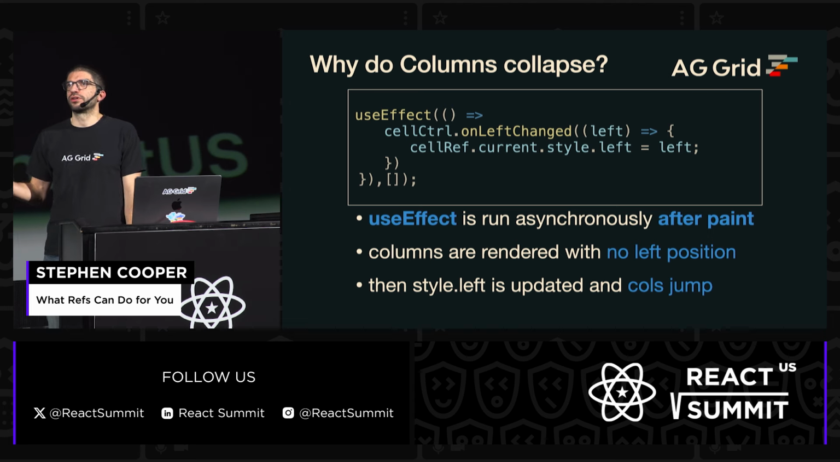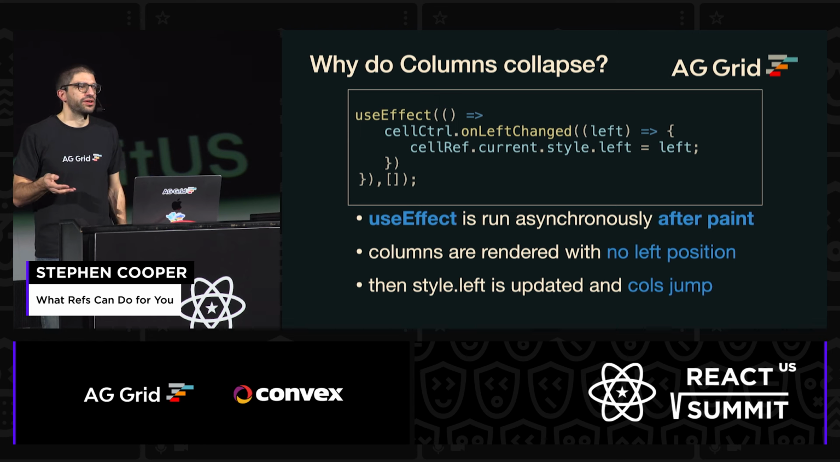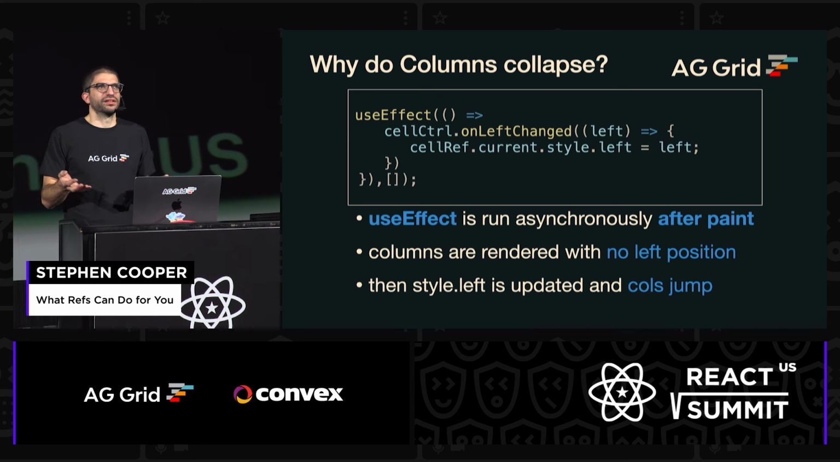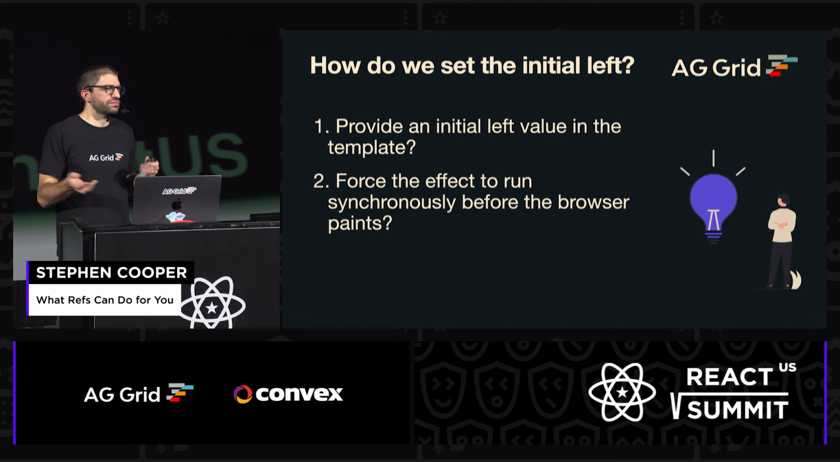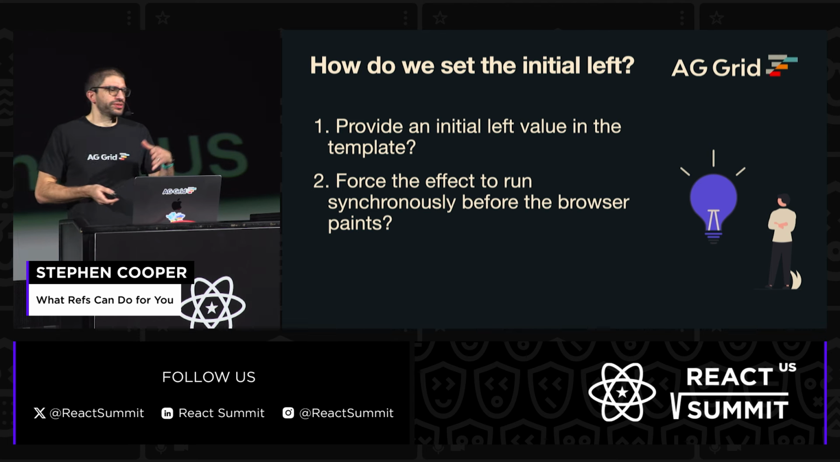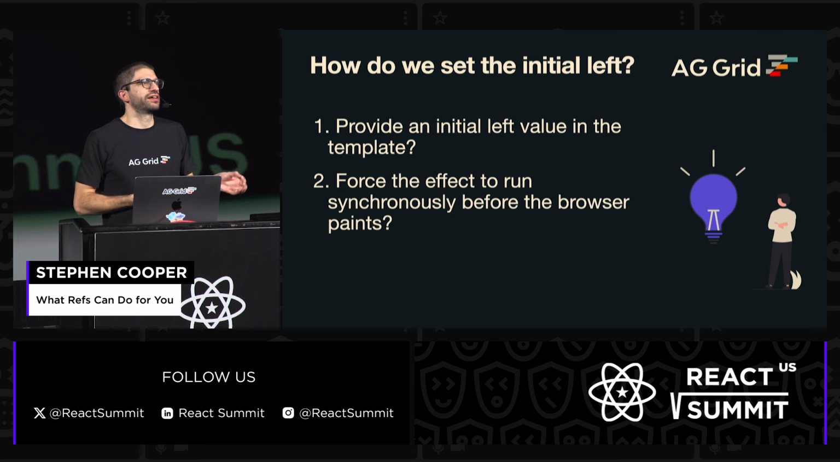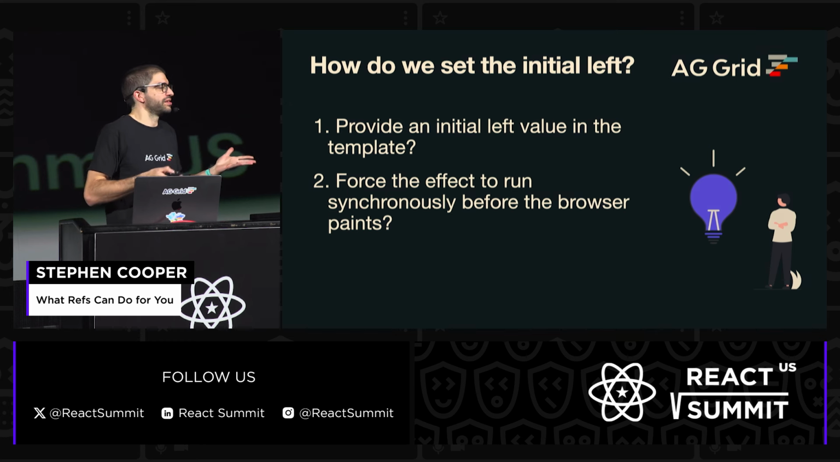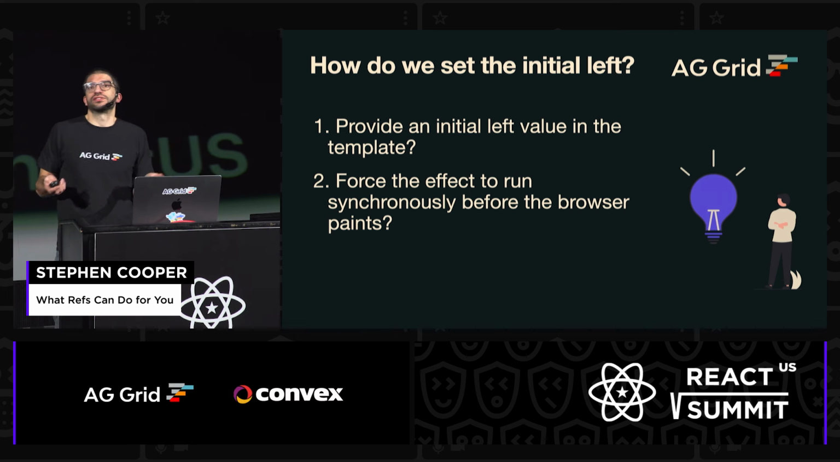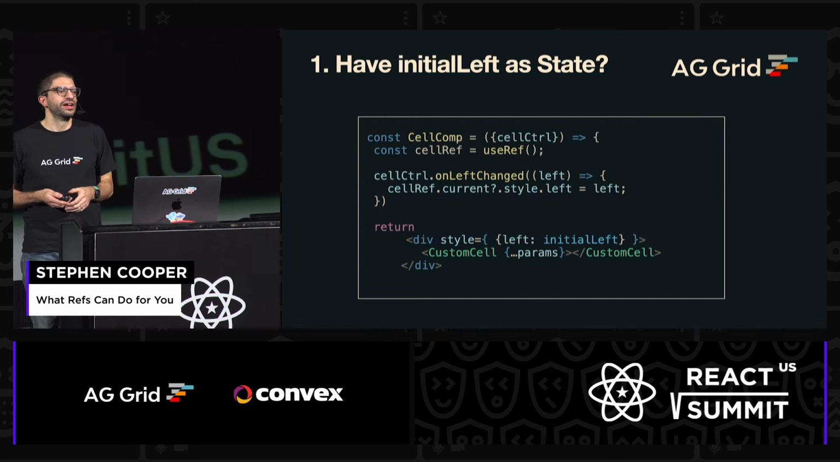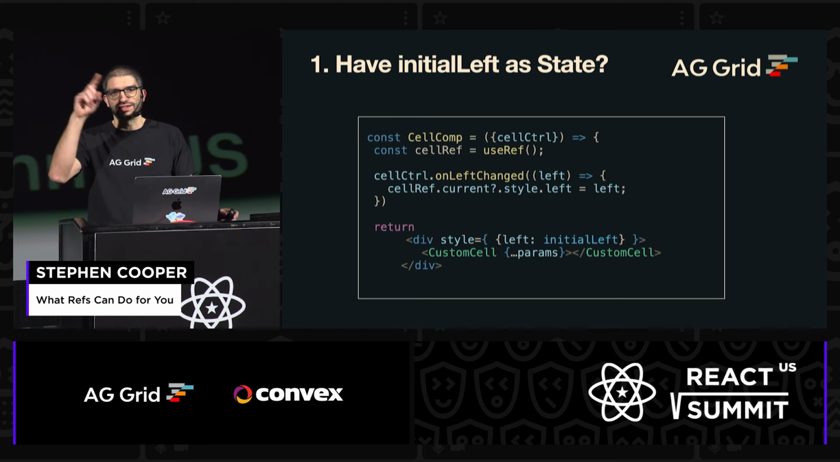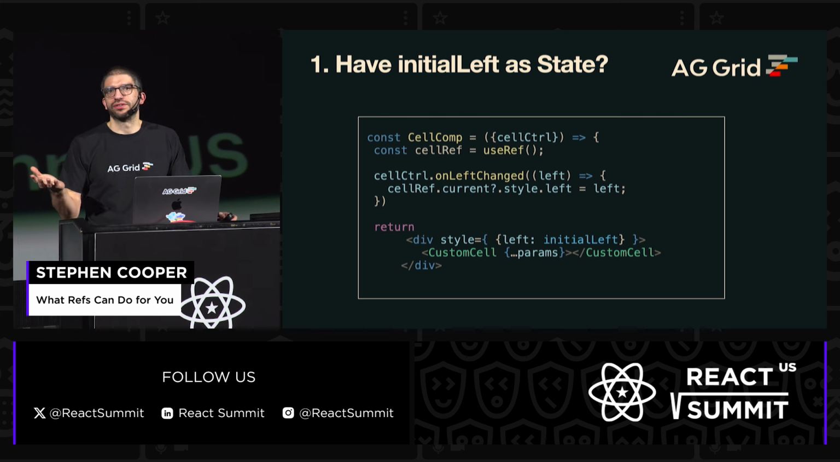useEffect is not meant to block the browser from painting. So it's not actually the right thing for our use case. So we might have two different ideas. We say, well, maybe I can provide an initial left value to the template via state, and then I'll start updating it. Or maybe I just need to find a way of forcing the browser to run synchronously. So if we look at this approach, maybe here we'll add an optional chaining into it to handle the fact that it's undefined, and we'll set the style with an initial left property.